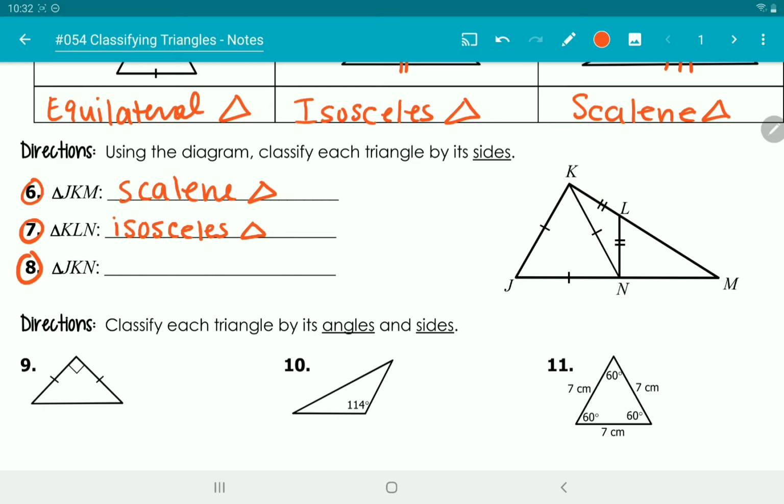And lastly, if we look at JKN, you can see that each of these only has 1 tick mark, meaning that they're all the same length. So this is an equilateral triangle. I hope you got these correct.